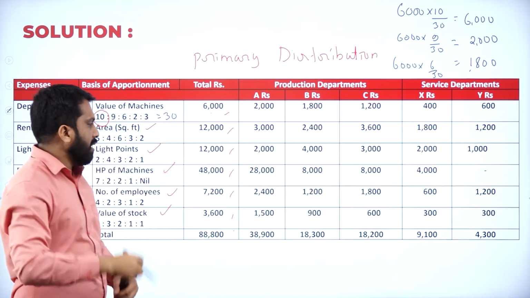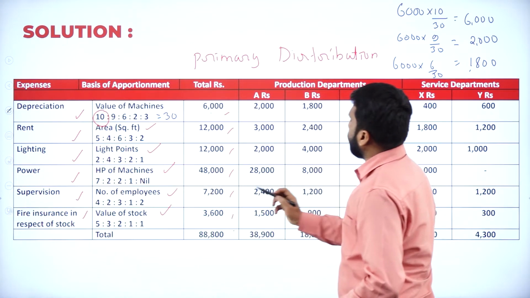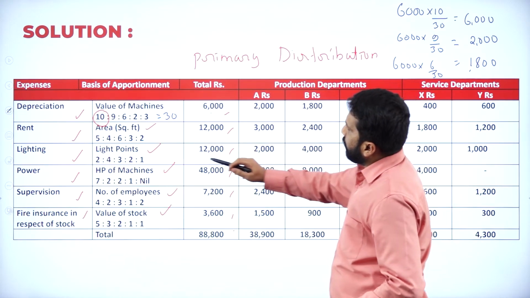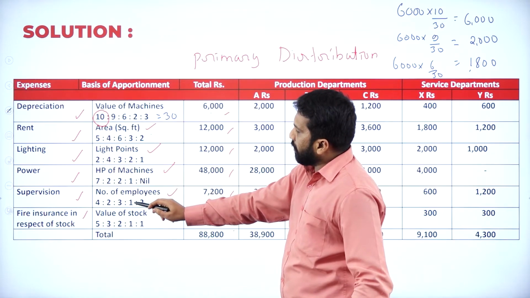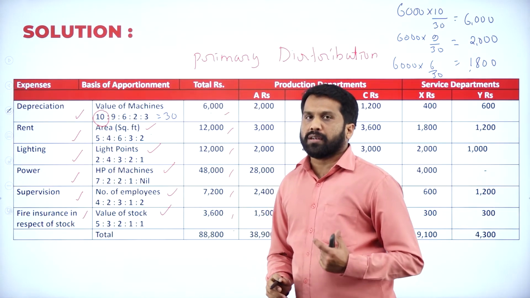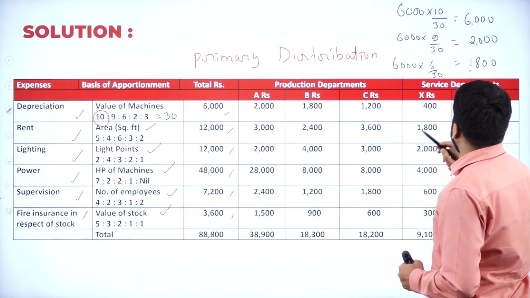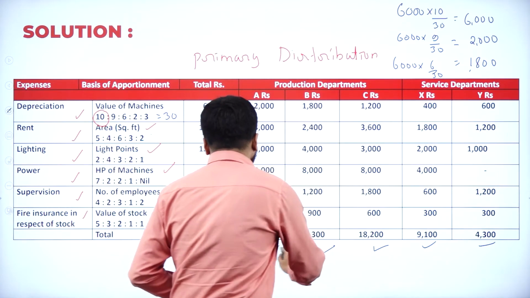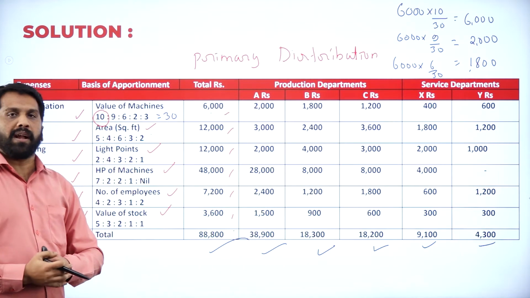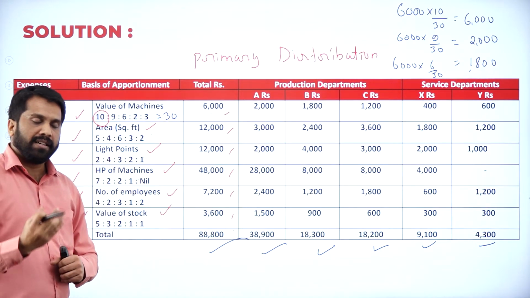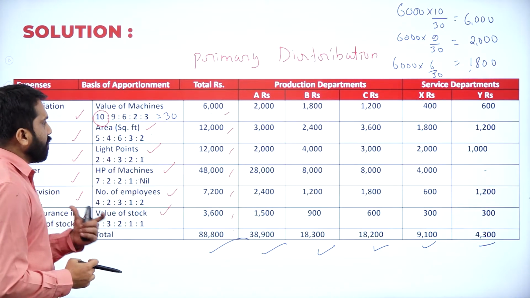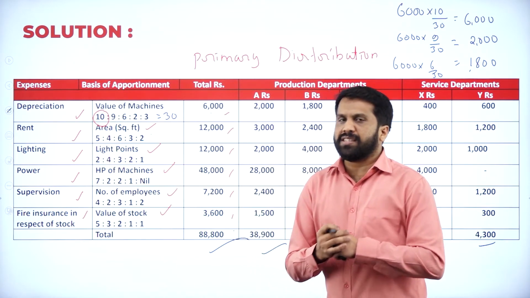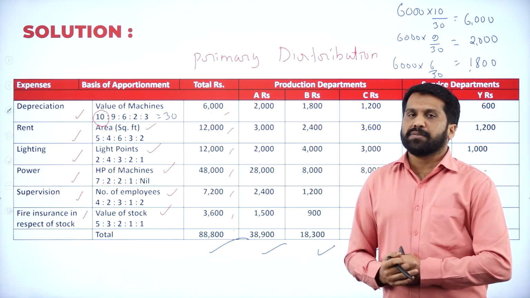Hope you're clear. Yes. Now, we did all the calculation here. Again, calculation, all the amount, area, light point, HP, number of employee, value of stock. Similarly, distribute to all. So, all XYZ, just take a total. This is called your primary distribution table. Easy. It is very easy actually. You can work out. I showed you the way how to calculate this. Please calculate the way I explained you.